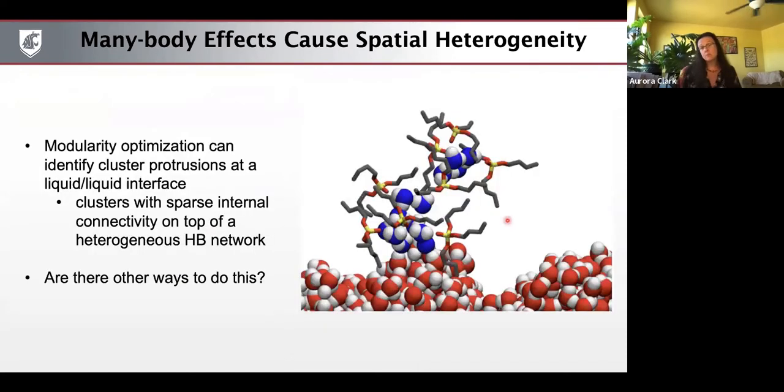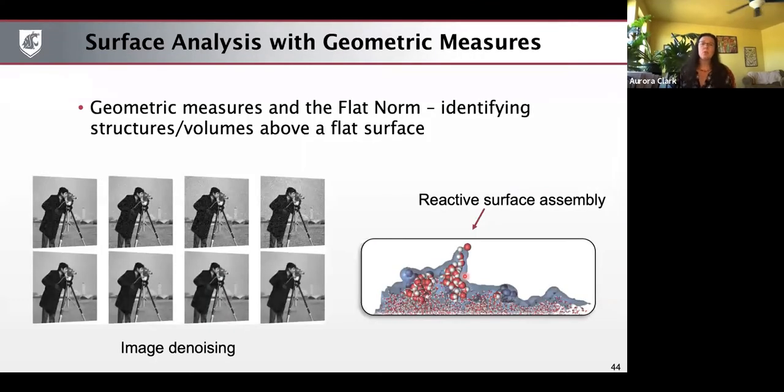Modularity optimization can be used, and we used it to identify these cluster protrusions. They represent a really hard case from a graph theoretical perspective, because these clusters have very sparse internal connectivity on top of a very heterogeneous network. But the question is, are there other ways to do this? One of the ways, through collaboration with Bala Krishnamurthy, which I'm going to elaborate on in a couple minutes here, is to take a more geometric approach.